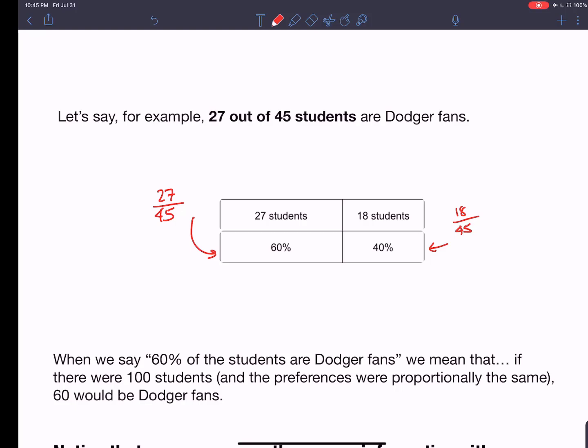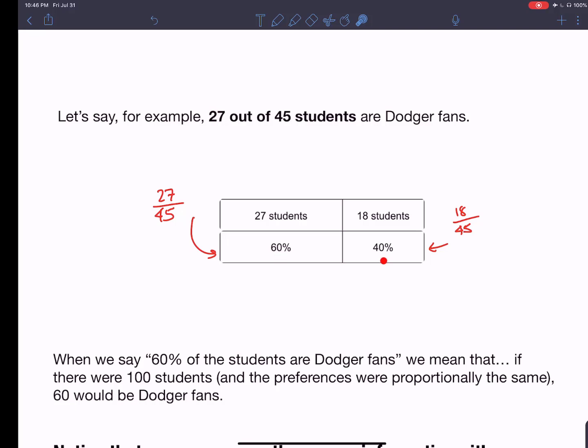So again, saying 60% by itself doesn't make sense. We have to say 60% of the students are Dodgers fans. Where did the 60 come from? We didn't ask 60 students. 27 of them said they were Dodgers fans. What it means is, if we kept going and asking more students instead of just stopping at 45, if we went to 100 and the preferences stayed proportionally the same, right? We're guessing that they do. Then out of those 100 students that we surveyed, 60 of them would be Dodgers fans. That's where this number 60 comes from.